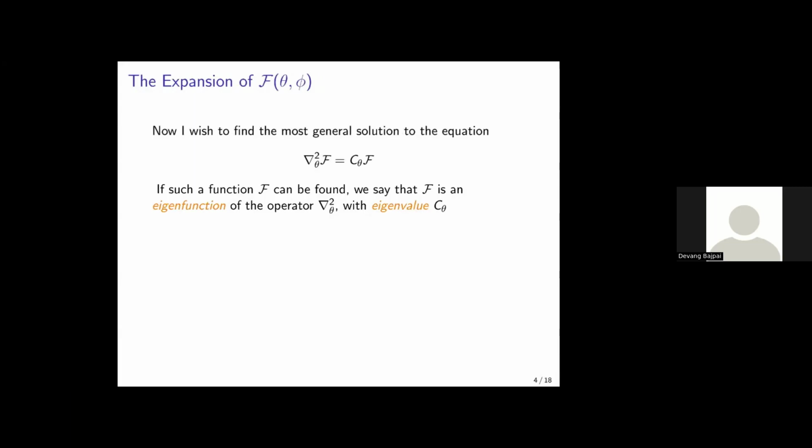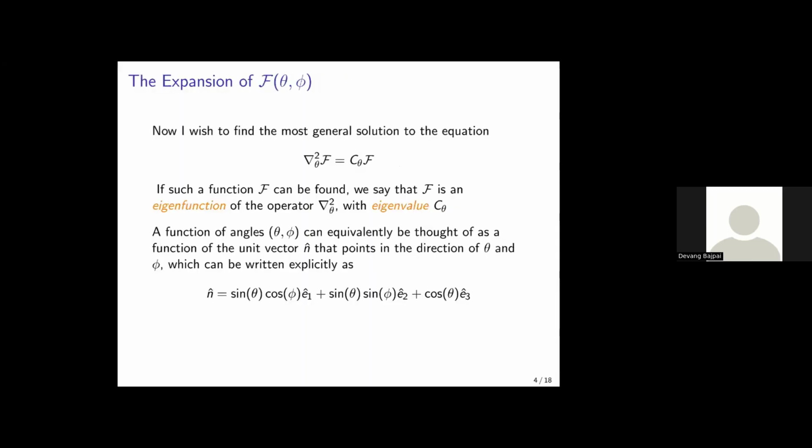And now such a function of angle can equivalently be thought of as a function of the unit vector that points along theta, r, and phi. Such a unit vector can be written the following way, where E1, E2, E3 hat can also be rewritten as EX hat, EY hat, and EZ hat. But I am labeling the unit vectors using the numbers 1 to 3 because I think that when we are summing over the indices, it will be useful. Otherwise, you can also use EX, EY, EZ.